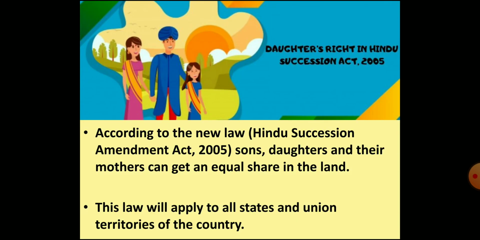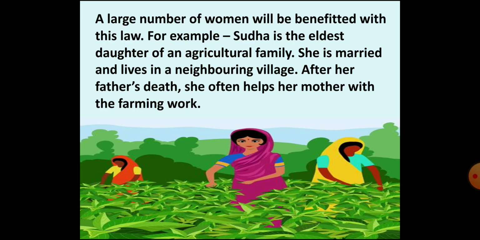However, the law is changed now. According to the new law, which is called Hindu Succession Amendment Act 2005, sons, daughters and their mothers can get an equal share in the land. This law is applicable all over the country in all states and union territories. With this new law, a large number of women across the country will be benefited.